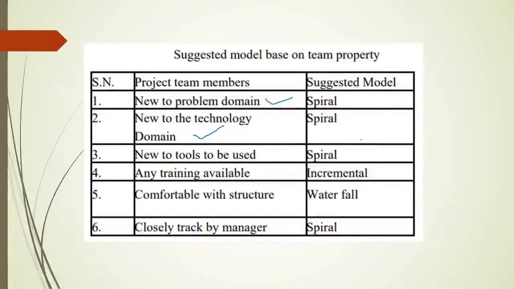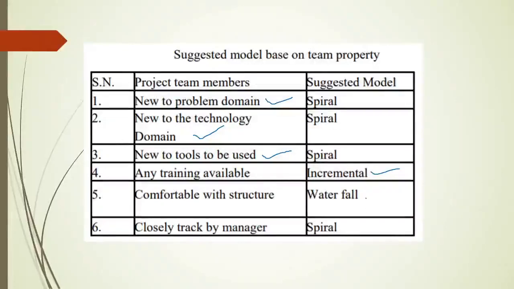If your team is new to the tools to be used, you can go for the spiral model. That is, are the majority of team members new to the tools to be used on the project? Based on what the majority is, you go for that model. Any training available? If any training is available, then you can use the incremental model. At each step you are going to add functionalities to the existing functionalities. That means you are going to divide your project into small units, modules.